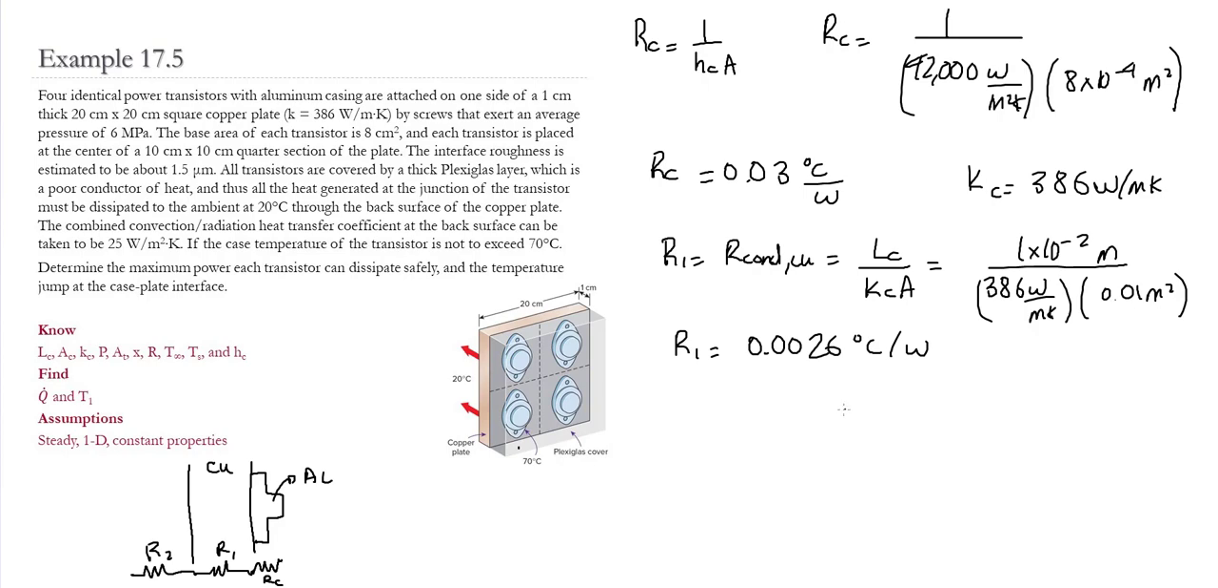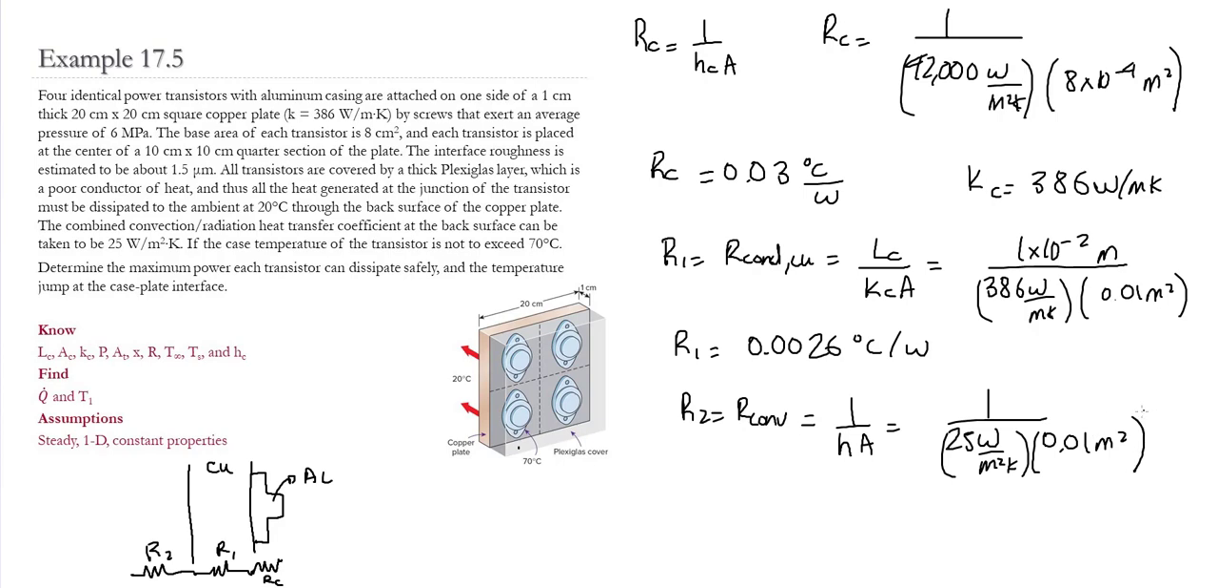The next resistance is going to be R2, which is the convection resistance. So it's R convection, and that is simply going to be 1 over the convection value times the cross-sectional area. It was given that the combined heat transfer coefficient is equal to 25 watts per meter squared Kelvin. And once again, the cross-sectional area that we use is 0.01 meters squared. That tells us that the resistance is equal to 4 Celsius per watt.